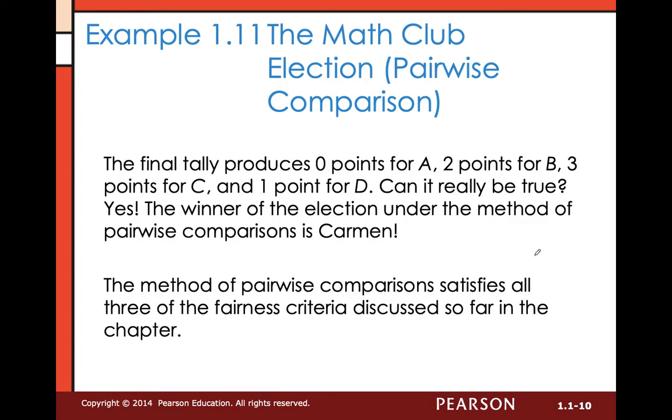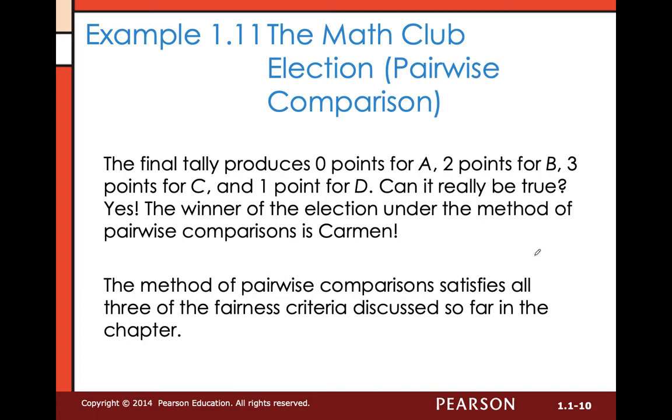Okay, so again, here is what that was saying. The winner of our election under this method is Carmen. In other words, this method of pairwise comparison satisfies all three of the fairness criteria that are discussed so far in the chapter, but it's a new winner.